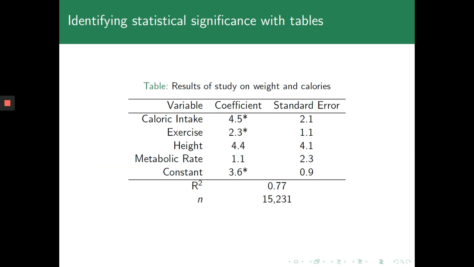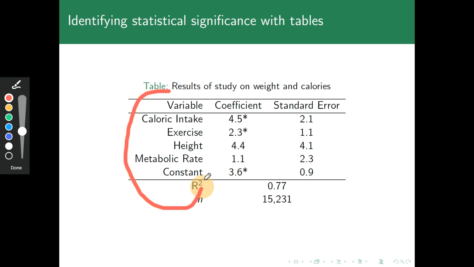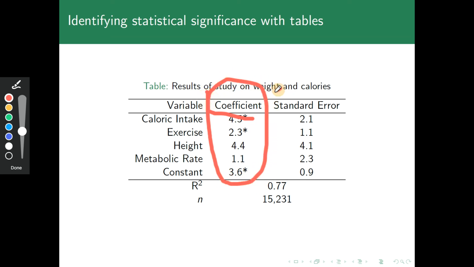All right, so let's look at this table, okay? We see this thing here. We see in this first column all of the variables that are included in this model. So caloric intake, exercise, height, and metabolic rate are all predicted to influence weight. How do you know that weight is the dependent variable? It usually says in the table, the label for the table. These are coefficients in this column, and these are standard errors.